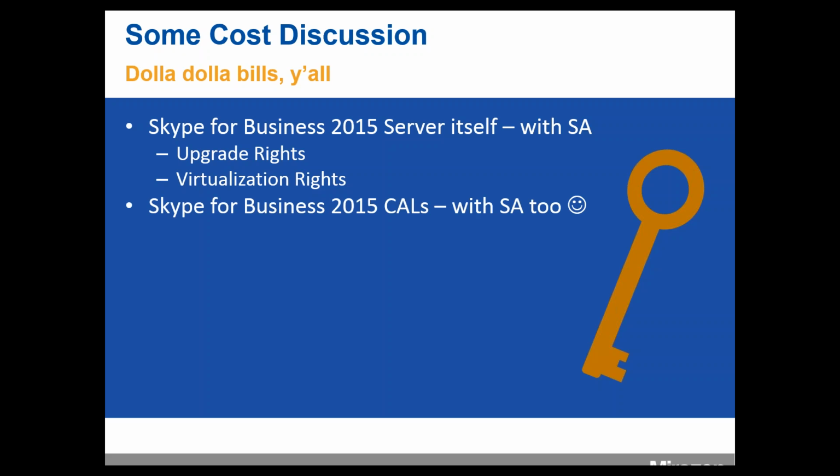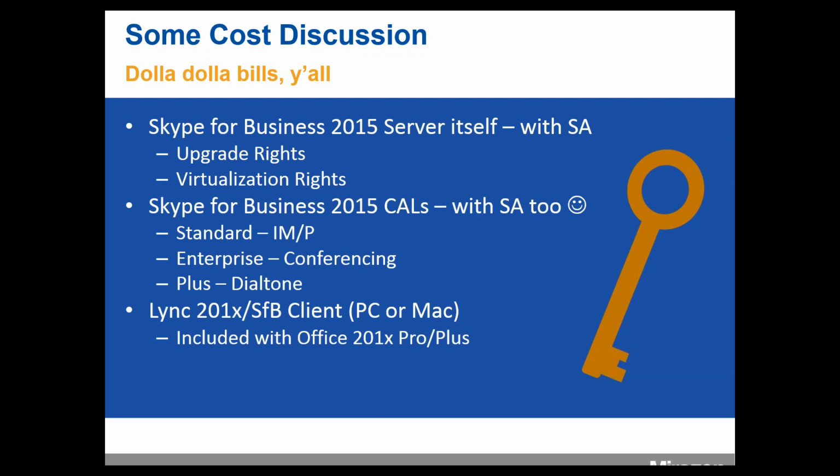Other products that are part of the cost discussion are the CALs. There are 3 levels of CALs, client access licenses. You have standard, which is instant messaging and presence. There's also an enterprise CAL that gives you conferencing abilities. And there's a plus CAL that gives you dial tone capability, the actual ability to make and receive phone calls, real phone calls to cell phones and from other businesses. Again, software assurance applies here as well for licensing upgrade rights.